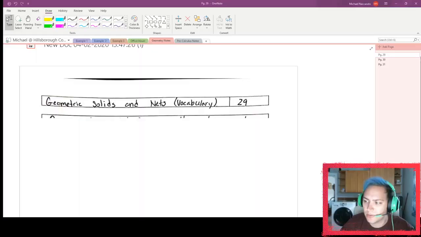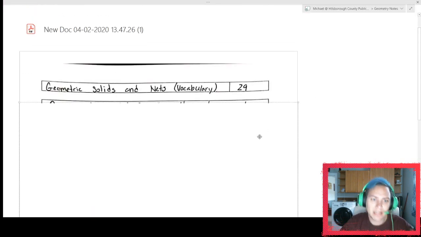So again, this week's going to be a lot of notes. If you're okay with formulas, that will make this week pretty easy. So let's actually jump over to our notes. Page 31, like I said, we're talking about geometric solids and nets today.